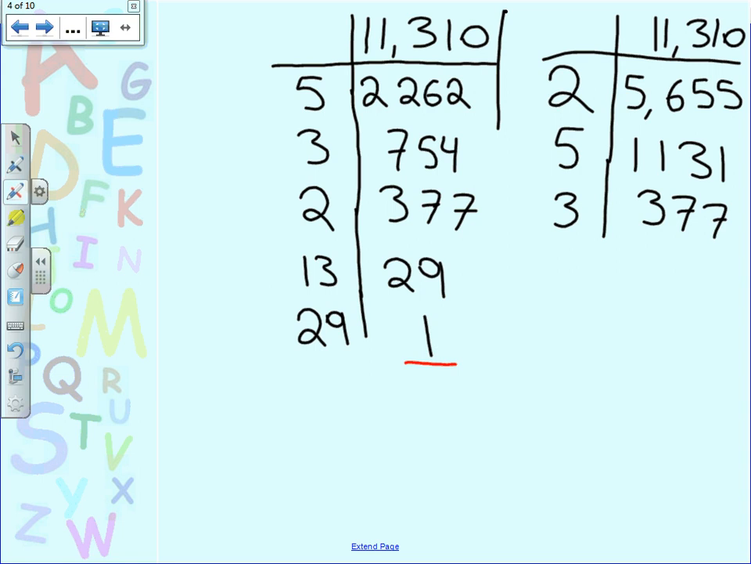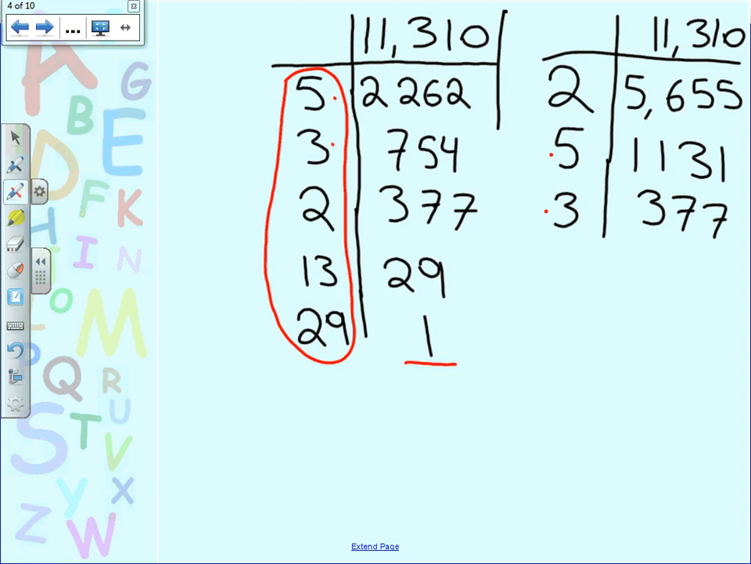So now we can just go right down this column. And if we had done the same here, we would have had a 13 and a 29. Same number, right? But you can see 5 here, here, 3 here, here, 2 here, here. It does work out the same. As long as you're dividing by prime numbers, it will work out to be the same.